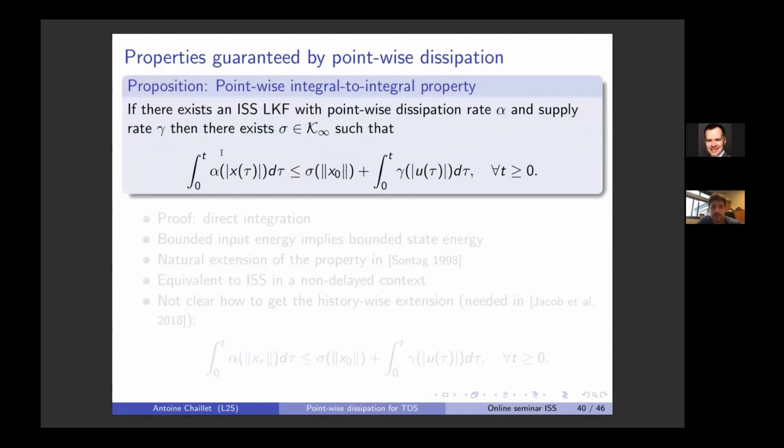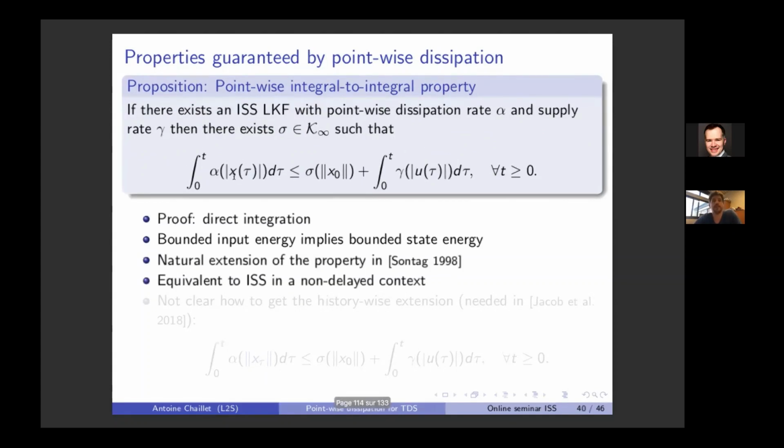integral-to-integral property, meaning that if I have a pointwise dissipation rate, then I get that the integral of alpha of x pointwisely, this is very important, is bounded by a function of x0 and the integral of u. So this is by direct integration of the dissipation inequality, and it implies that the bounded energy input implies a bounded energy of the state. And it's a natural extension of the integral-to-integral property introduced by Sontag in '98, and it happens to be equivalent to iISS in a non-delayed context.